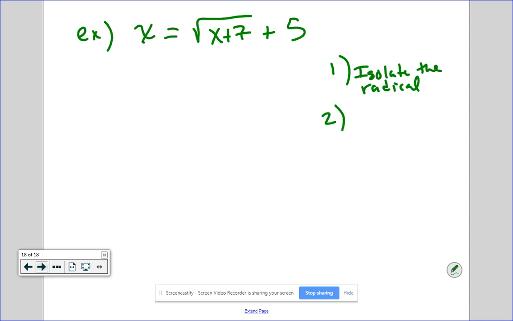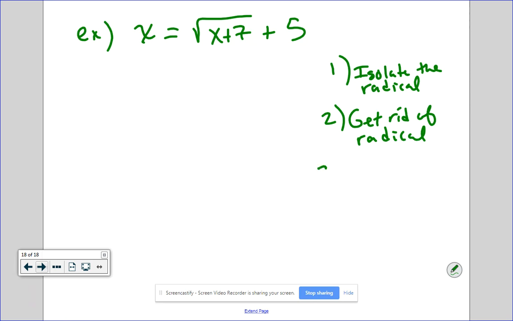Okay? Step 2. Get rid of the radical. So how do I get rid of a square root? You square it. But whatever you do to one side, you have to do to the other. If it was a cubed root, what would you do to both sides? Cube it, take it to the third power. If it was a fifth root, you'd take both sides to the fifth power, etc. Okay?